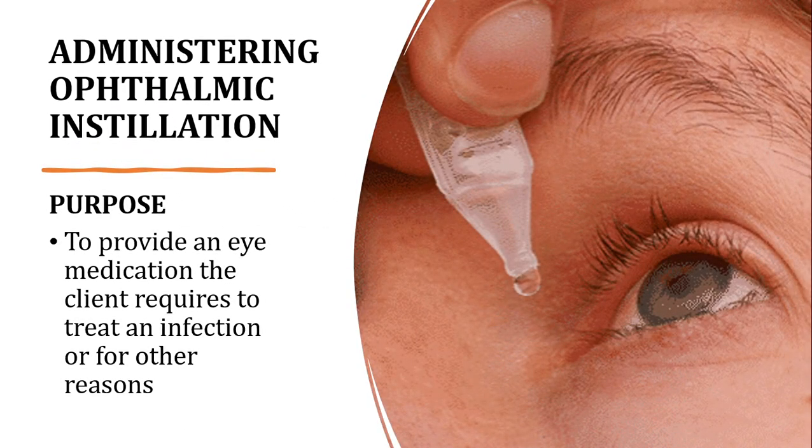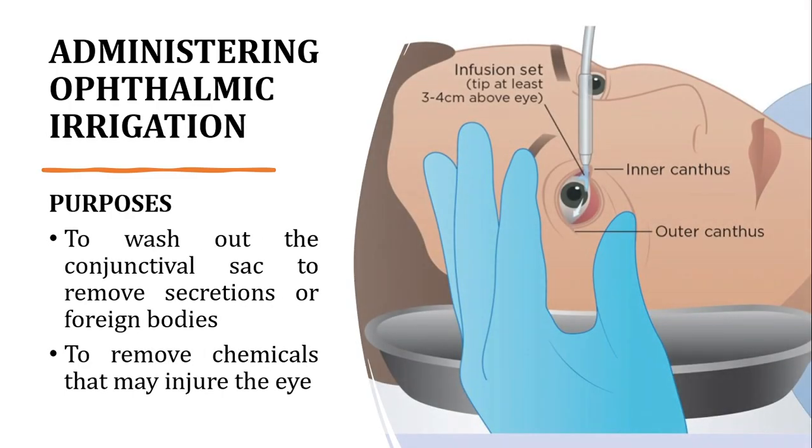The third topic is about administering ophthalmic instillation and irrigation. First one is administering ophthalmic instillation. It is intended to provide an eye medication the client requires to treat an infection or for other reasons. Then the other one is administering ophthalmic irrigation, which is intended to wash out the conjunctival sac to remove secretions or foreign bodies and to remove chemicals that may injure the eye.